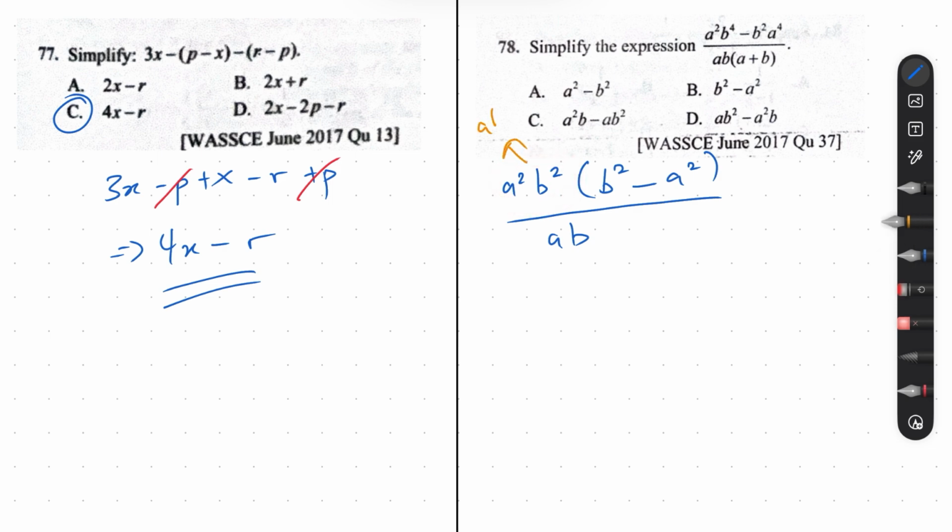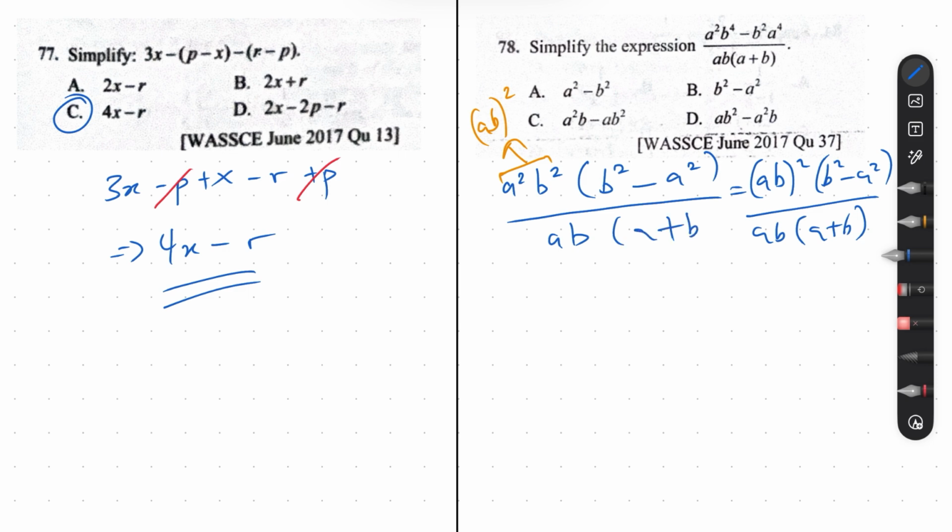Ab squared, right? This expression is the same as ab squared. Okay, cool. Now I want us to write it like that. Let's write it as ab squared multiplying b squared minus a squared all over ab multiplying a plus b. We forgot our a plus b here.